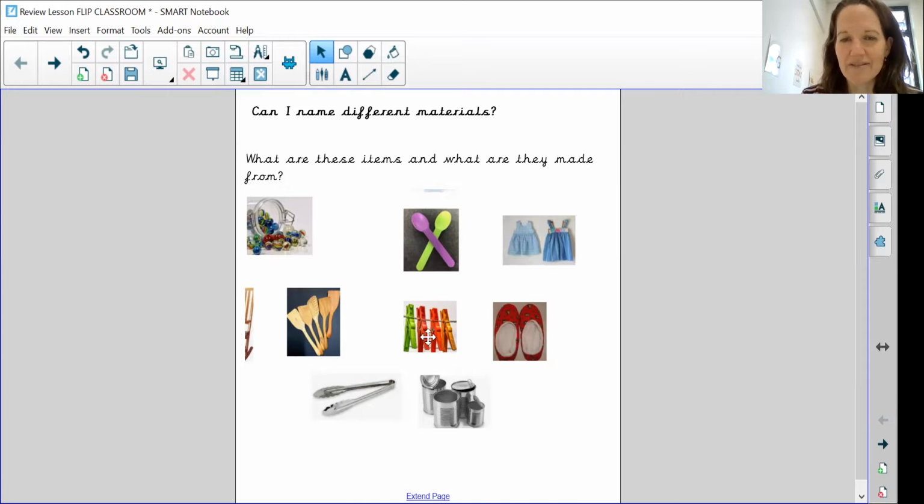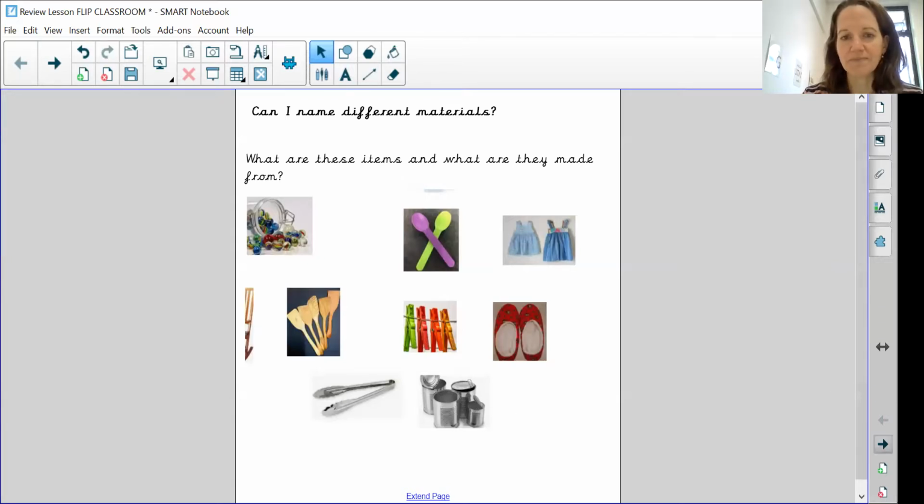Now, what about these? I have some pegs. What are they made out of? Well done if you said plastic as well as metal. That's right. They have a metal spring. So they're plastic and metal. Here I have some wooden spoons or some spatulas made out of wood. Here I've got some tongs. They're made out of metal, and I have some aluminum cans or tin cans that are made of metal.